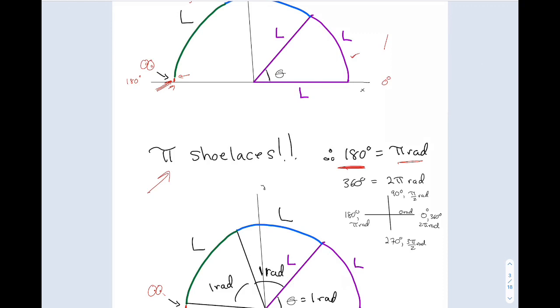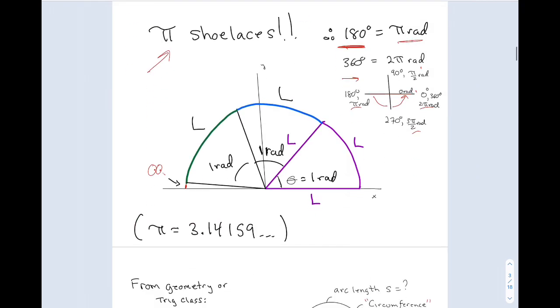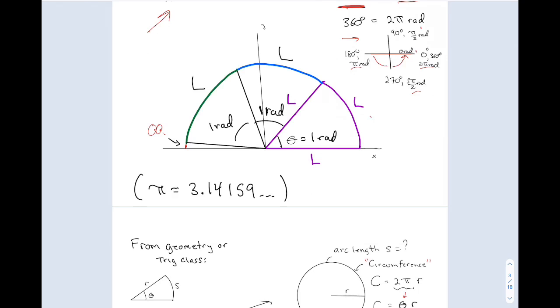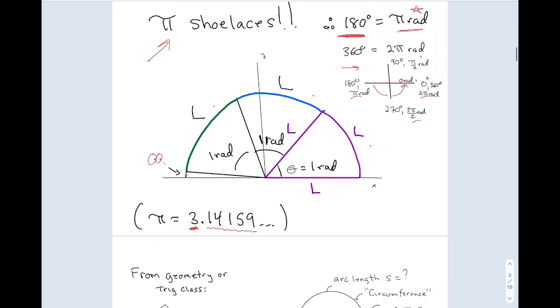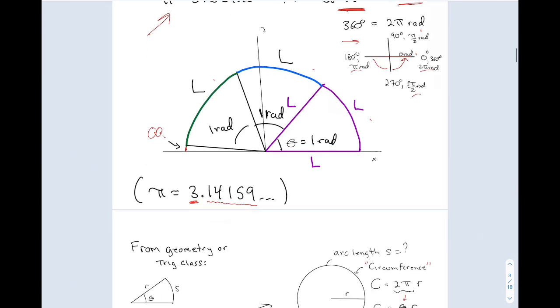It makes sense that if you go all the way around, so here I drew our coordinate system, you start at 0, 90, 180, 270, 360, or 0 radians, pi over 2 radians, pi radians, 3 pi over 2, and 2 pi radians. So here's the same picture. I have my 1, 2, 3 shoelaces, I have that little gap. So pi shoelaces is, there's my 3 shoelaces, and I need a little bit more. So that's why pi radians is the same as 180 degrees.